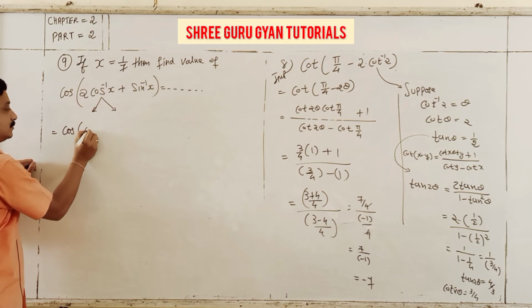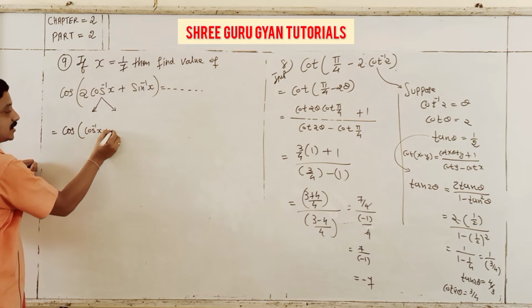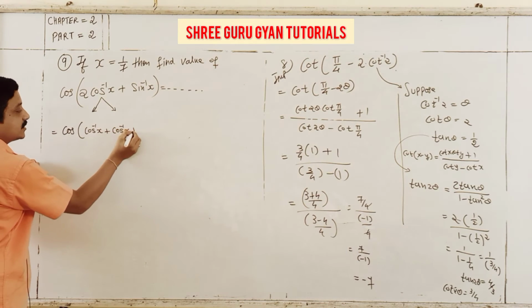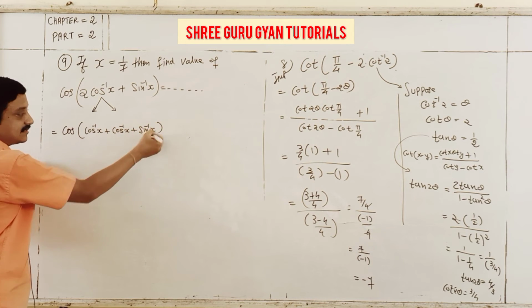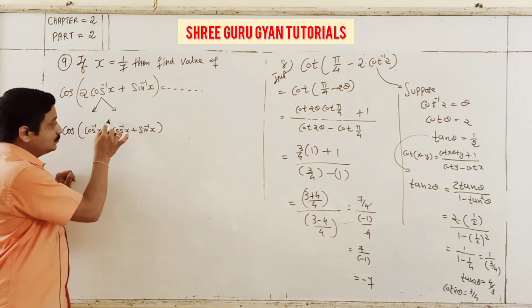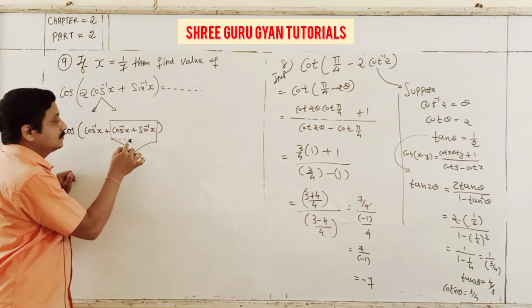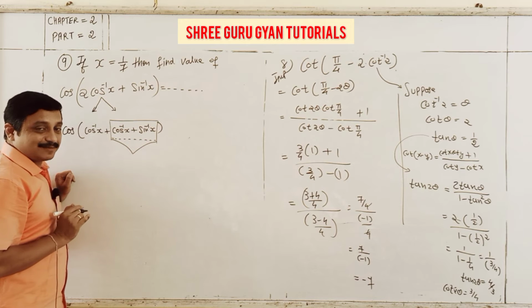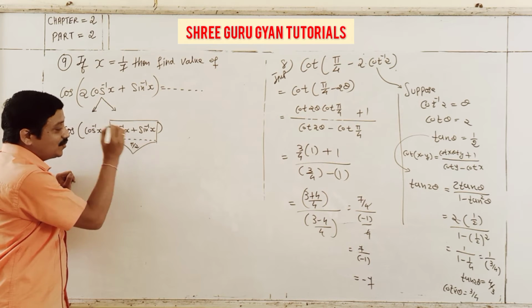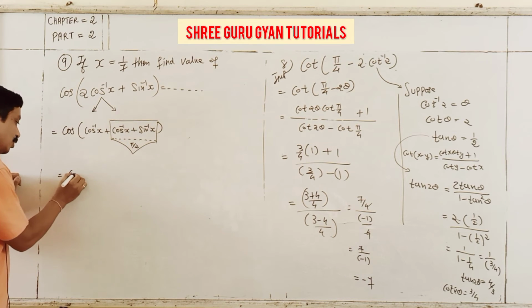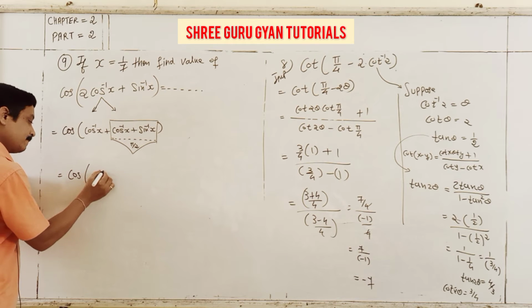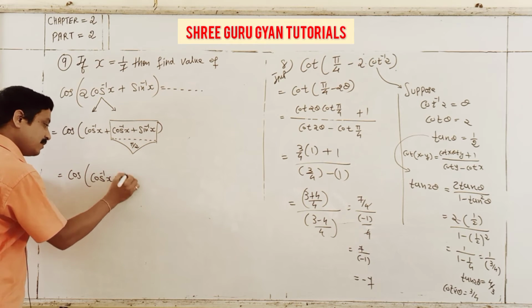So I write 2 times cos inverse x, cos inverse x, and this is as it is. All of you know these. How much is this? Sin inverse x plus cos inverse x, that is pi by 2. So I just write cos of cos inverse x plus pi by 2.